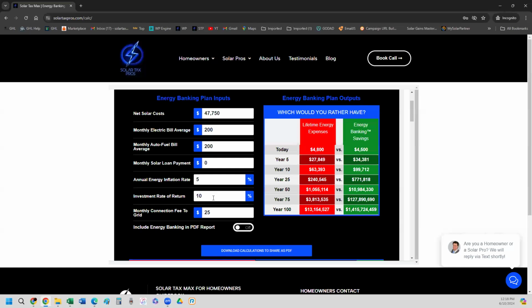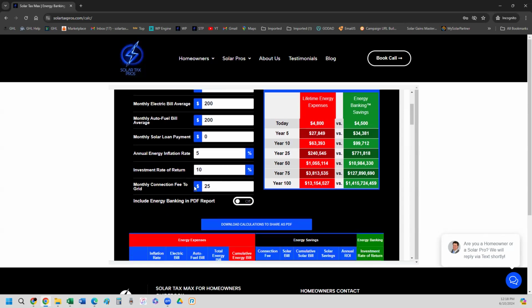Investment rate of return: the S&P 500 index has been averaging 10% for the last 50 and 100 years. And then, whatever the minimum connection fee is to the grid, just to be fair.